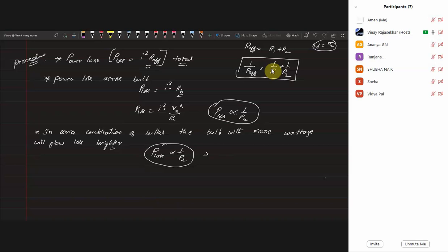Then we can say brightness is proportional to power loss. So the bulb with greater power or wattage will have less power loss. If power loss is less, then brightness will also be less. For example, I'll take two bulbs like this. This is the first bulb, and this is the second bulb. First bulb power is 50 watt, second bulb power is 100 watt. With these two bulbs connected in series, tell me, which bulb will glow brighter?